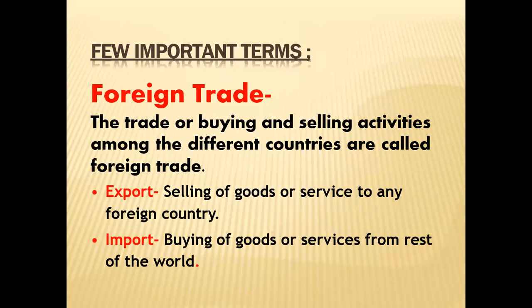Foreign trade, the trade or buying and selling activities amongst the different countries are called foreign trade. There are two types, which is export and import. Export is selling of goods or services to any foreign country, and import is buying of the goods or services from the rest of the world.